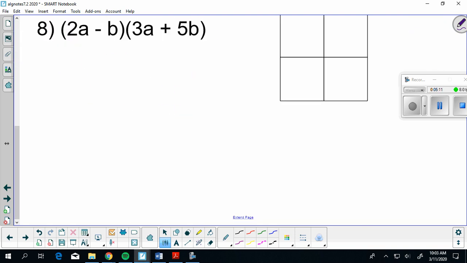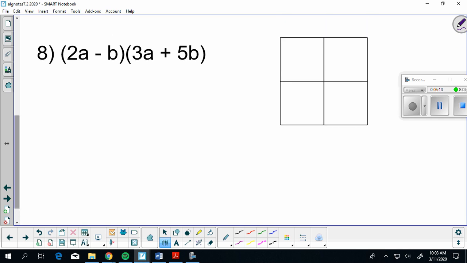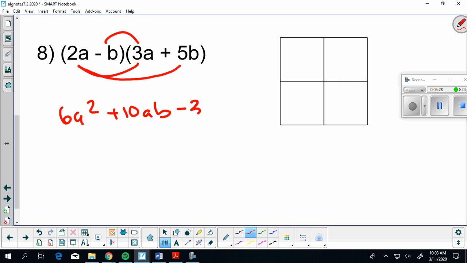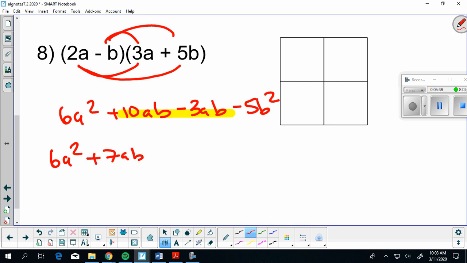Okay, down here I have 2 letters on each. Okay, I'll do this both ways. So this one right here, 2a times 3a is 6a squared. 2a times positive 5b is plus 10ab. Negative b times 3a is negative 3ab. And that would be negative 5b squared. So the middles can also still be added. So my final answer here is 6a squared plus 7ab minus 5b squared.